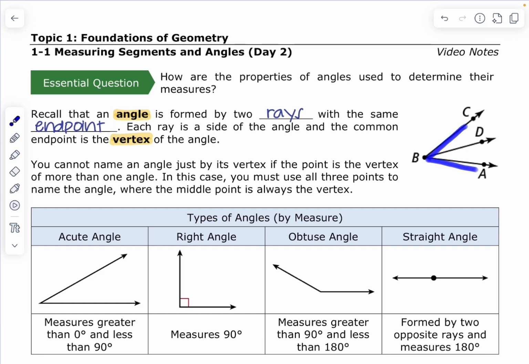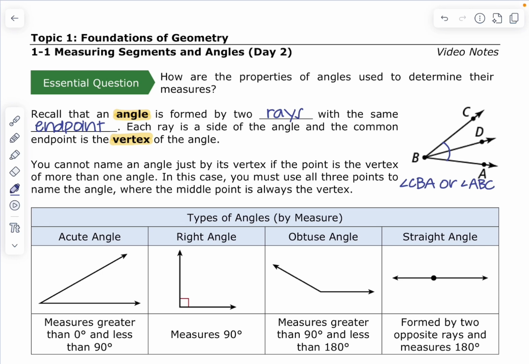I could be referring to this entire thing, or I could be referring to one of these parts of that entire angle. So if I'd like to name this whole angle here, I would need to call this either angle CBA or angle ABC. Remember that that middle letter needs to be the vertex.